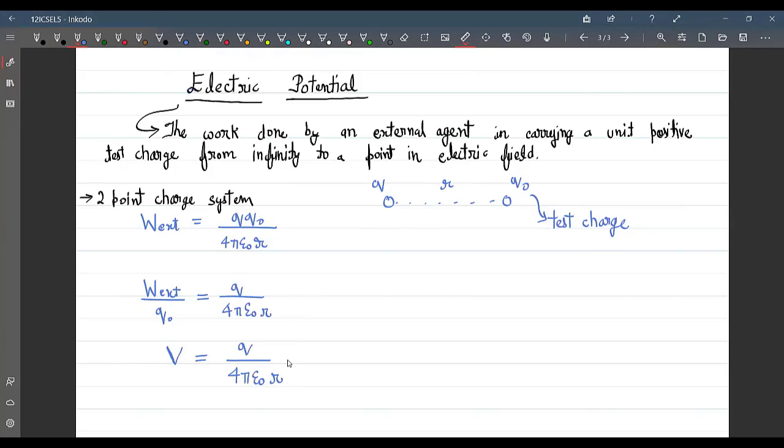So that Q naught is 1? Yeah. No, Q naught can have any value. But yes, if Q naught is 1, then see, earlier Q naught was having any value. Here your Q naught is having 1 unit of charge. It can be 1 coulomb. Because it is a unit positive test charge, Q naught will be 1.